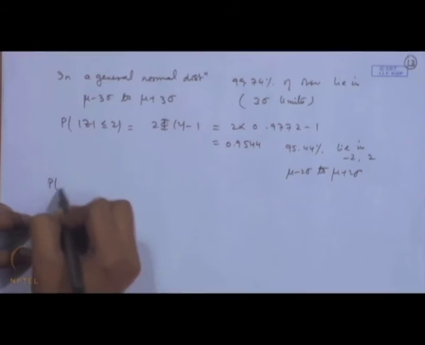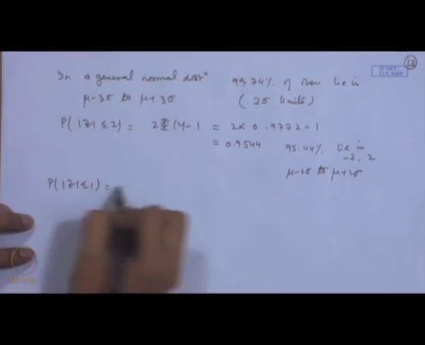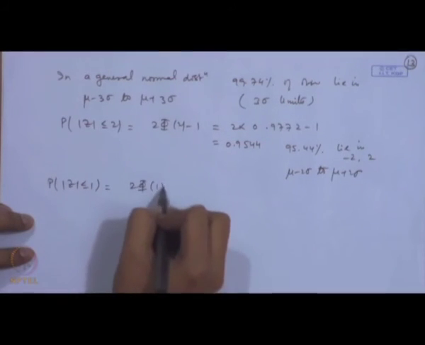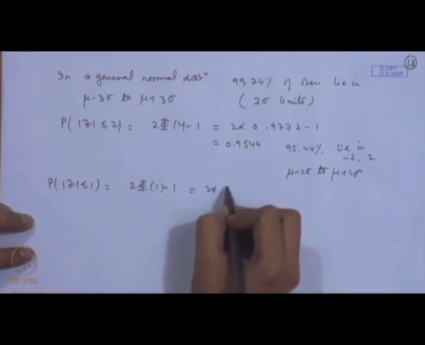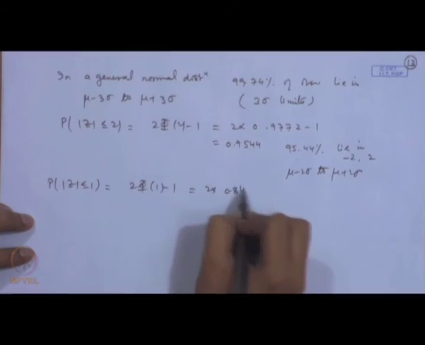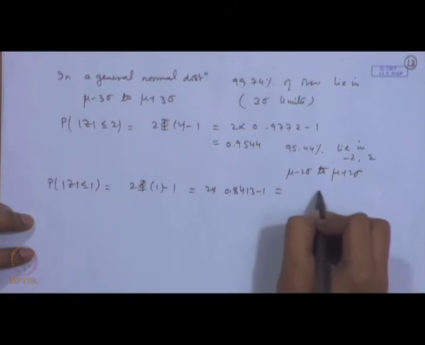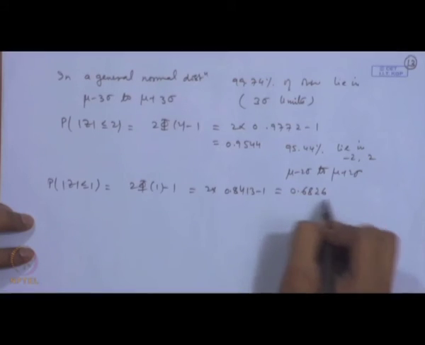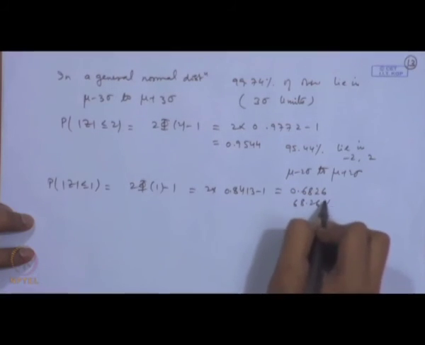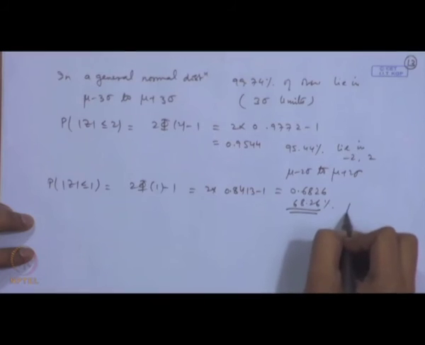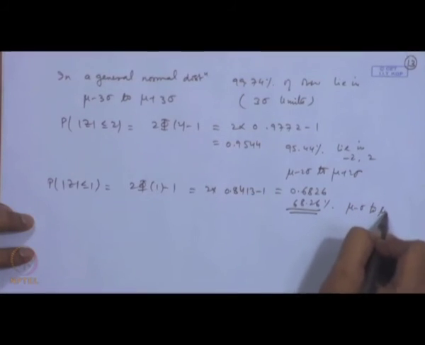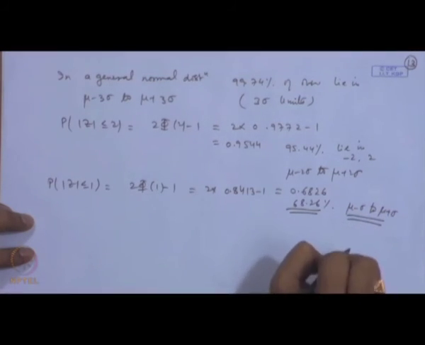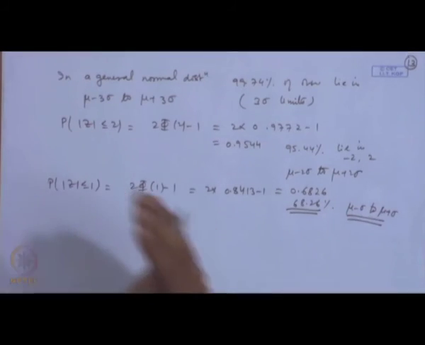Similarly, if I look at modulus z less than or equal to 1, twice phi 1 minus 1, that is equal to twice 0.8413 minus 1, that is 68.26% of the probability lies in mu minus sigma to mu plus sigma. So, the normal distribution is heavily concentrated near the mean.